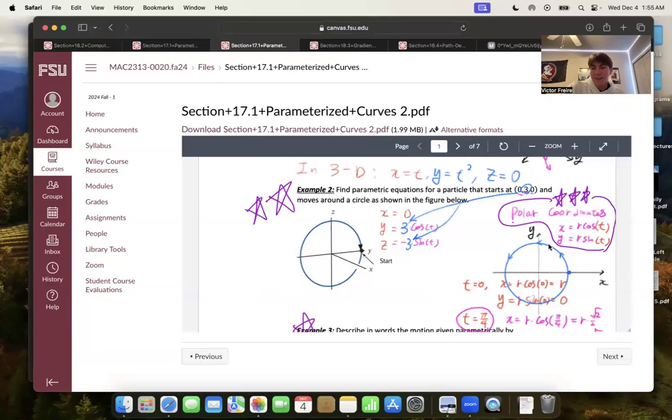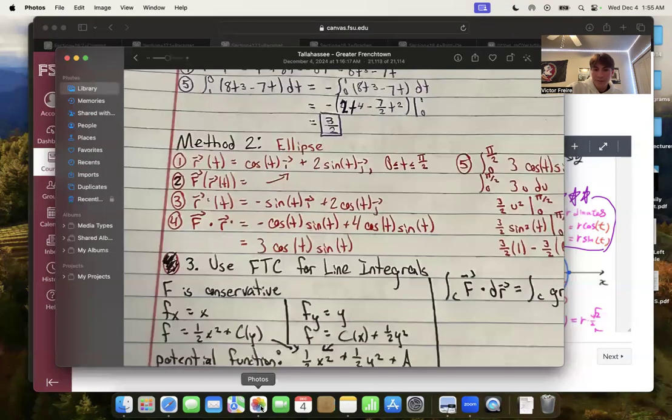And yeah, the y component is going to be r sine t, where once again, r is the radius of the circle or ellipse. And then keep in mind, this is assuming that you're going in the counterclockwise direction, right? Okay, so let me go back here to my work.